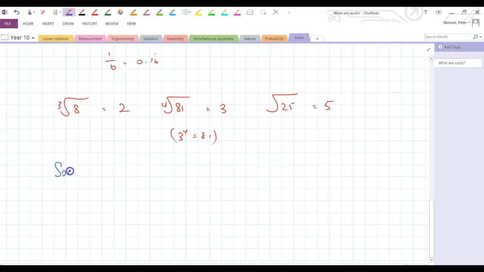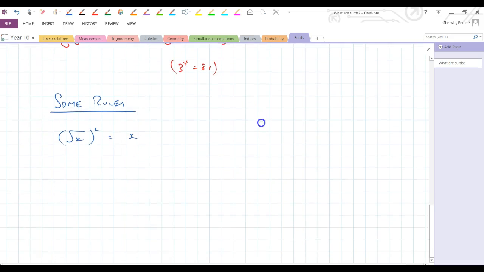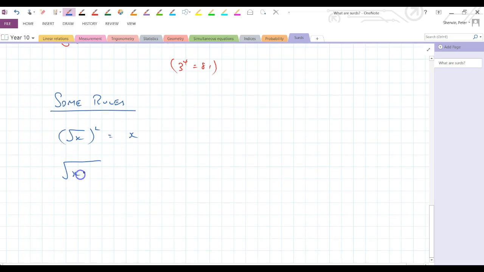Some rules. Let's have a look at some rules before we get on and do some questions. So we know that the square root of x, when you square it, you'll get x. We know that the square root of xy, we can split this up. And that's a really useful one, that one. Split it up. So we can look at an example here. The square root of 36, which we know to be 6, we can split it up to be square root of 9 times the square root of 4, because 9 fours are 36.